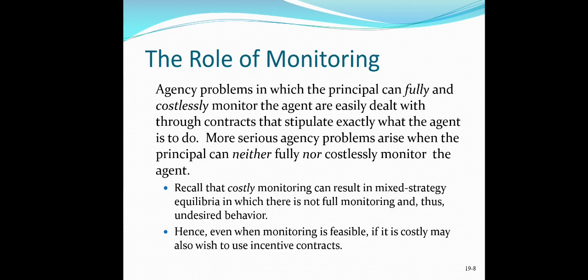Okay, so you have seen the three agency problems. Agency problems in which the principal can fully and costlessly monitor the agent are easily dealt with through contracts that stipulate exactly what the agent has to do. More serious agency problems arise when the principal can neither fully nor costlessly monitor the agent. So you have seen the agency theory explains that there are three agency problems.